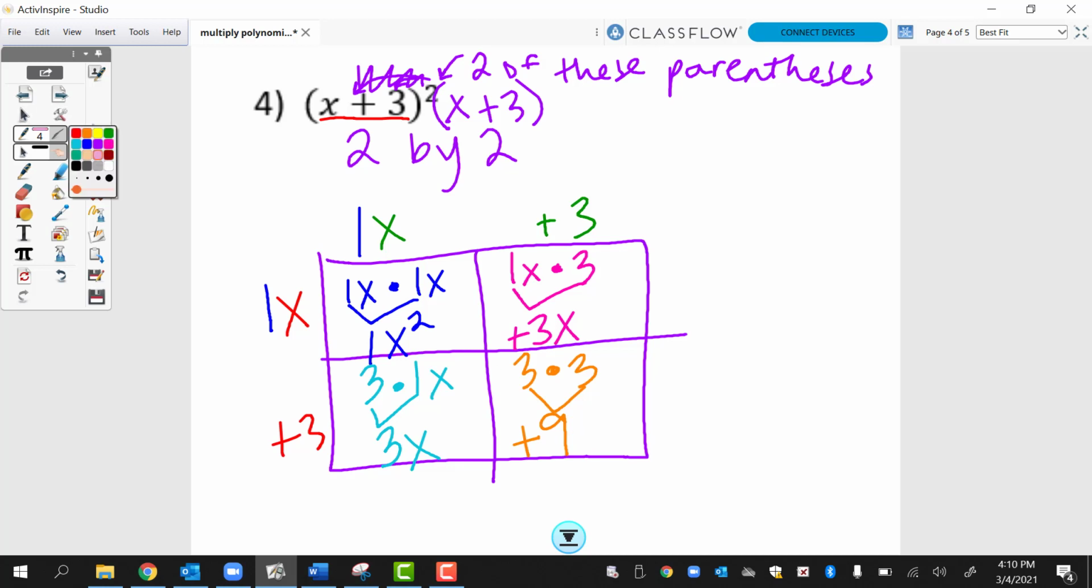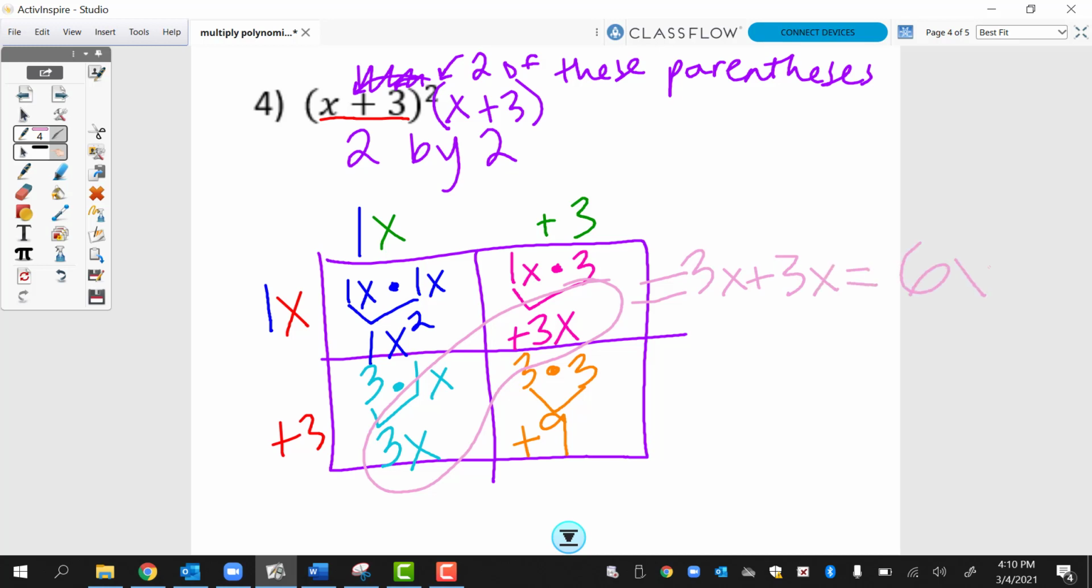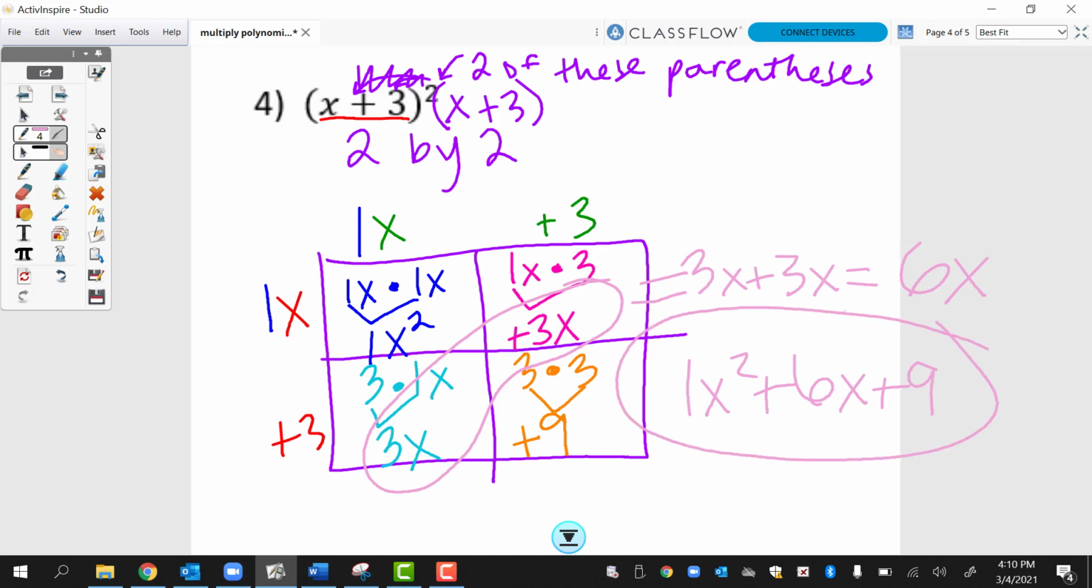And then we're combining our like terms. Here's our like terms, our x and our x again. So we're doing 3x plus 3x. So 3 plus 3 is 6x. And we write our answer 1x squared plus the 6x we just got plus 9. And that's our answer.